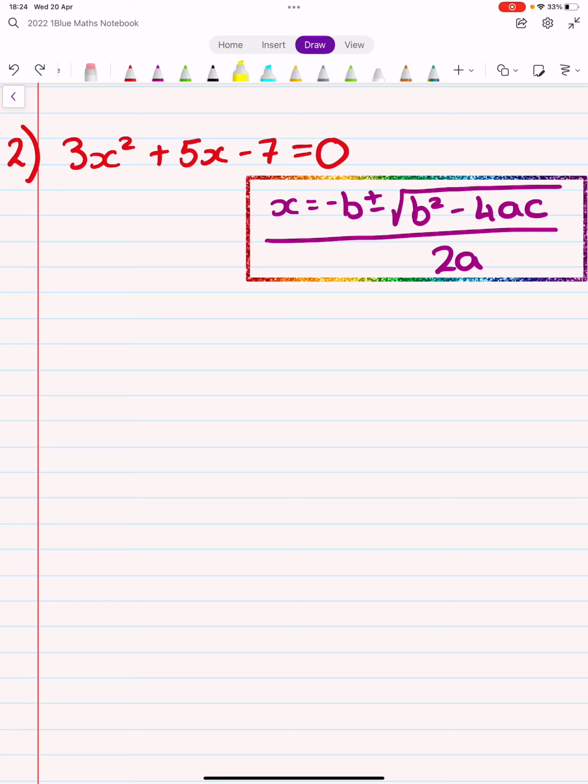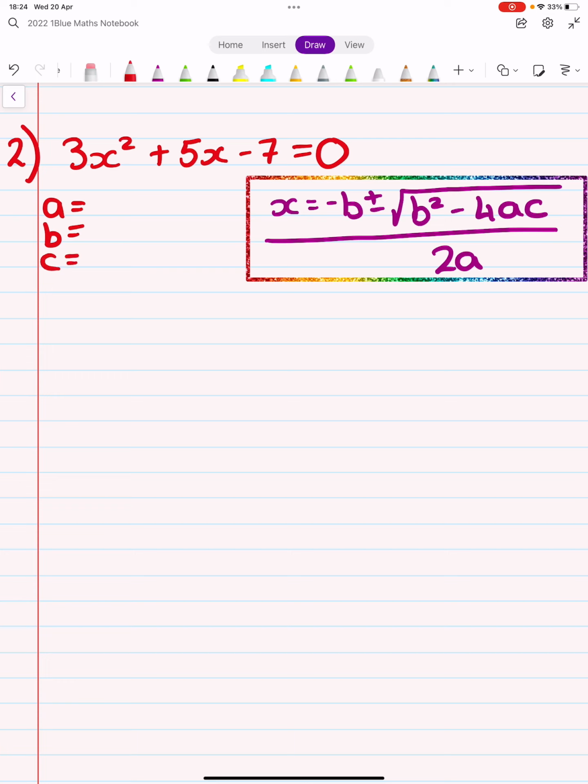Okay, so if we look here, this time we have a couple more numbers. And again, we need to figure out what A is, what B is, and what C is in order to sub in to that formula. So we're going to go and do that. We need an answer for A, we need a value for B, and we need a value for C.